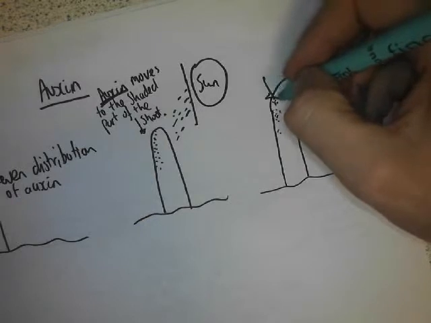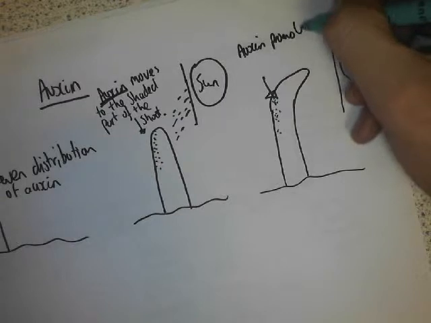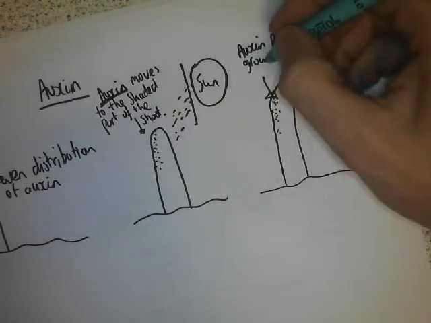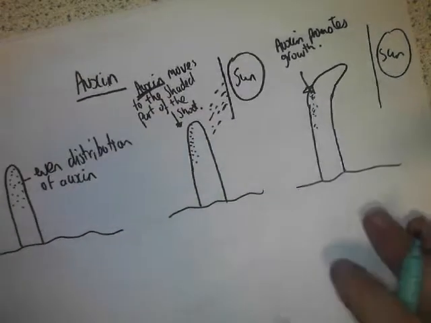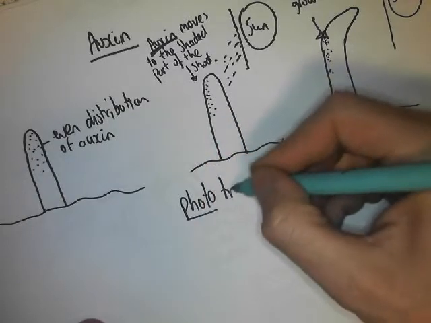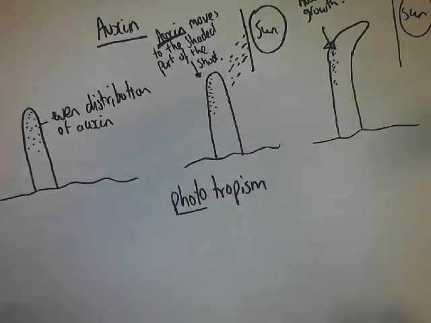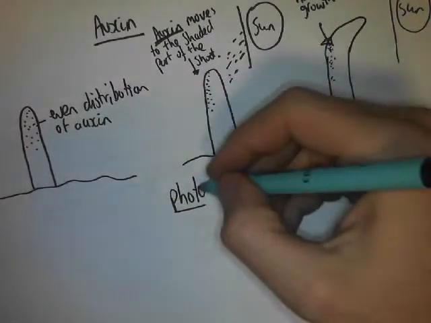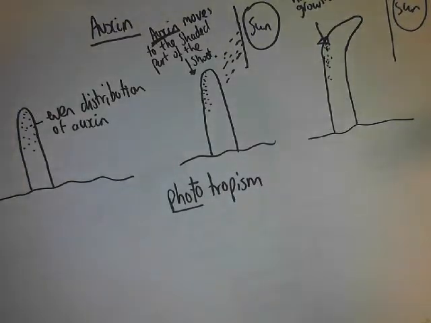So we need to put that into words. Auxin promotes growth. And that is why the shoot grows towards the sun. Now, this is called phototropism, where photo means light. Not geotropism, gravitropism. We're not talking about gravity anymore, we're talking about light. Just as in photosynthesis, photo means light, same here. Phototropism. Okay, thank you. Have a go at some questions regarding auxin and plant growth.